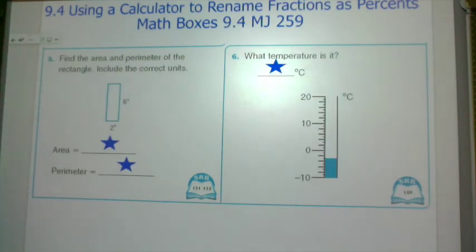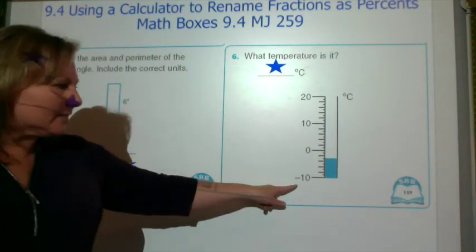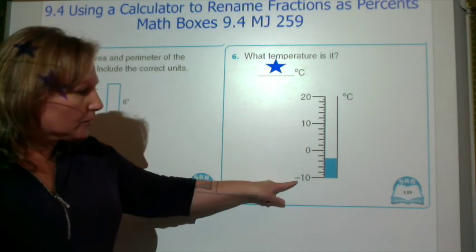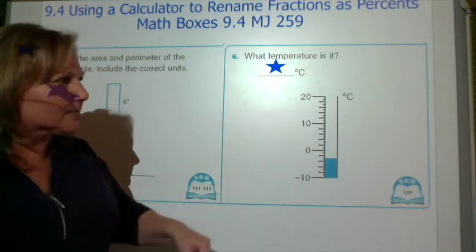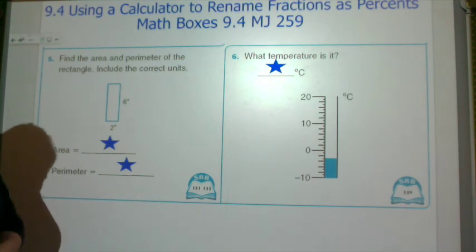Find the area and the perimeter of a rectangle. Area equals base times height. Perimeter, distance on the outside all the way around. And what temperature is this? Ooh, again, I don't want to be in that temperature. Make sure that you're putting it negative for this one, because look, we are below 0. That means we are negative something. Make sure you have that negative sign in the front. All right, that is it.